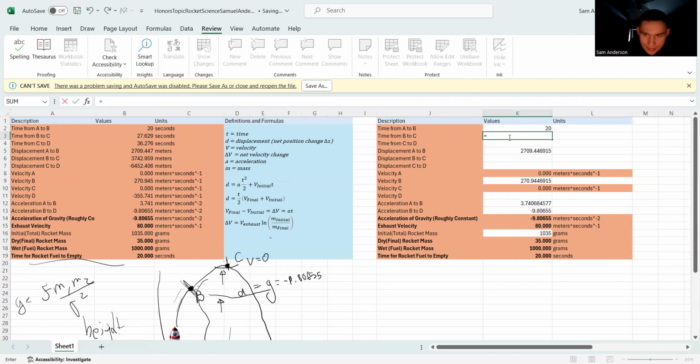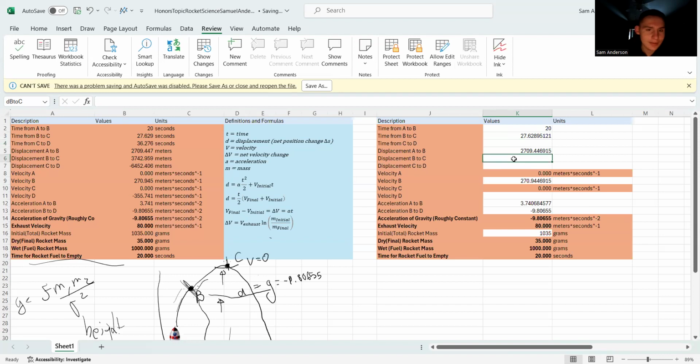So we put that in. We said delta V is the same as velocity. No, delta V. It would be 0 meters per second, and this minus this. So we'd put it equal to velocity C minus velocity B. We divide that by acceleration of gravity, and we obtain 27.629 seconds. Right. We have time.